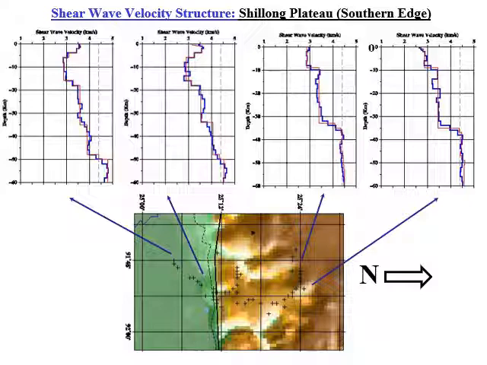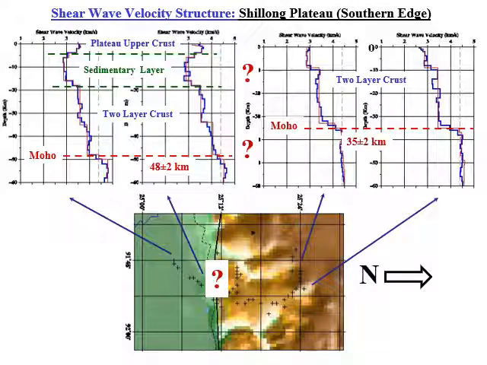I will compare the velocity structure across the southern edge by looking across these 4 panels. On top of these velocity models, I have now marked out where the moho is and where the crust and the sediment layer is. So what you can clearly see is that there is a moho offset going from 35 kilometers beneath the southern Shillong Plateau to about 48 kilometers underneath the Bengal Basin.